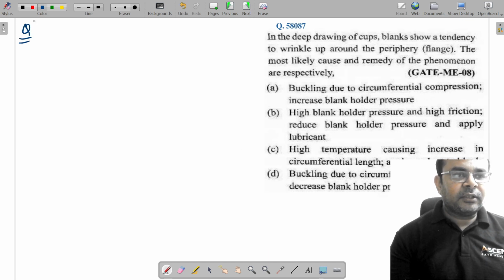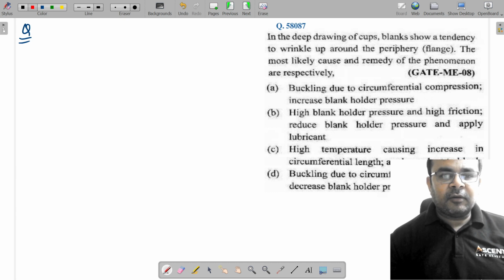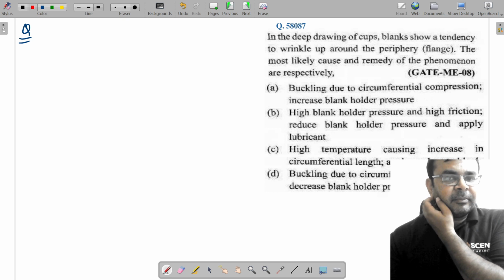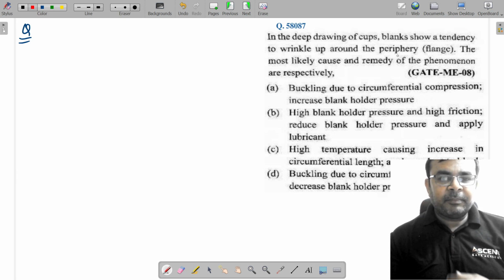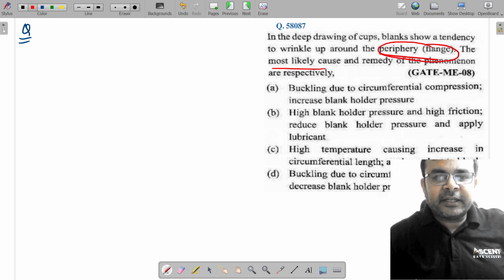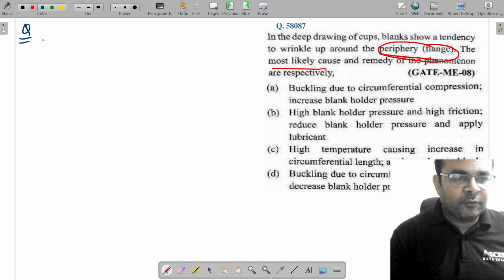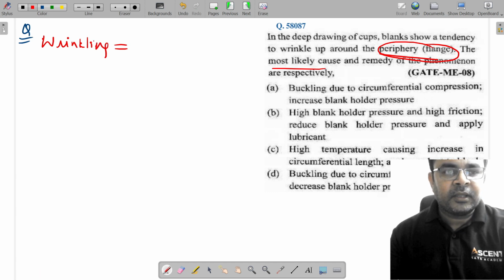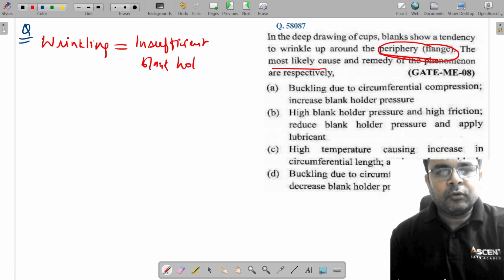Okay, so let's see another question. In a deep drawing of a cup, the blank shows a tendency to wrinkle up around the periphery, that is the flange. What is the most likely cause? For wrinkling, the most likely cause is insufficient blank holding force. The main reason behind this is insufficient blank holding force. You must remember this point.